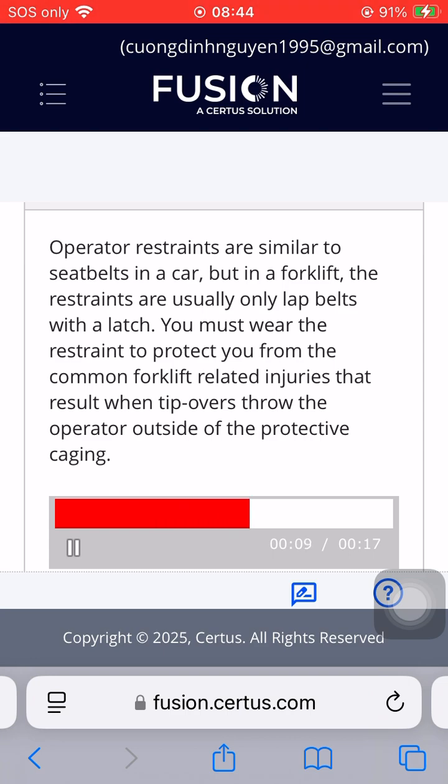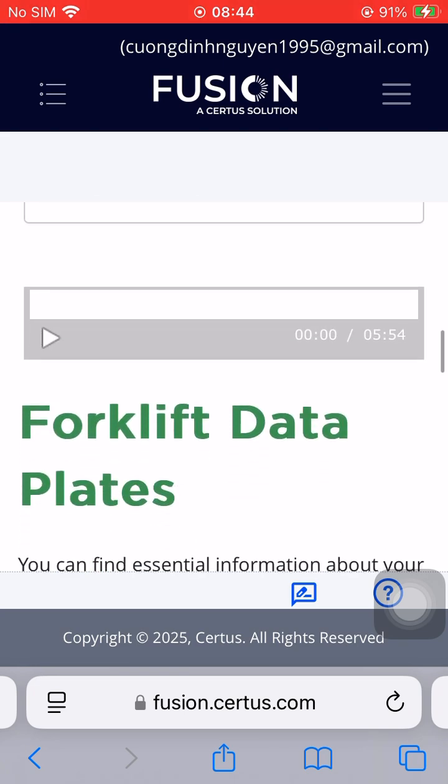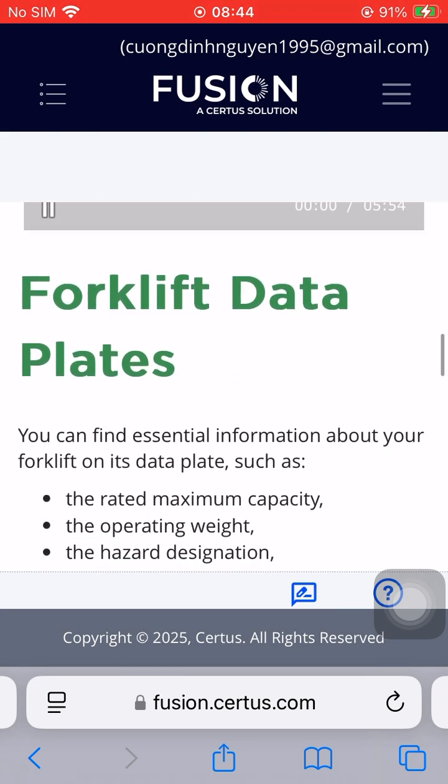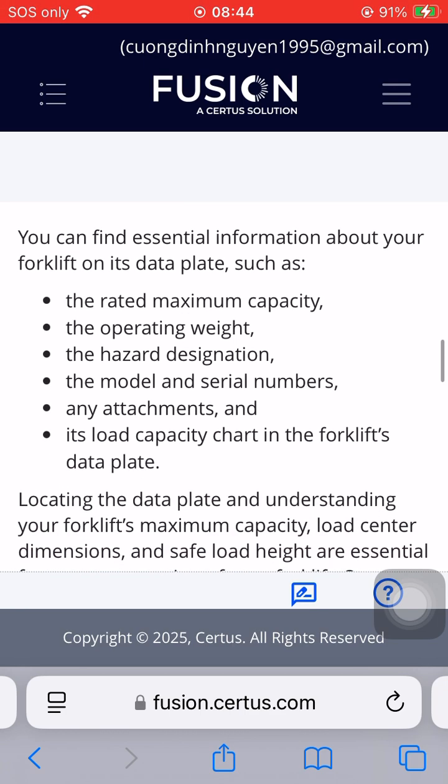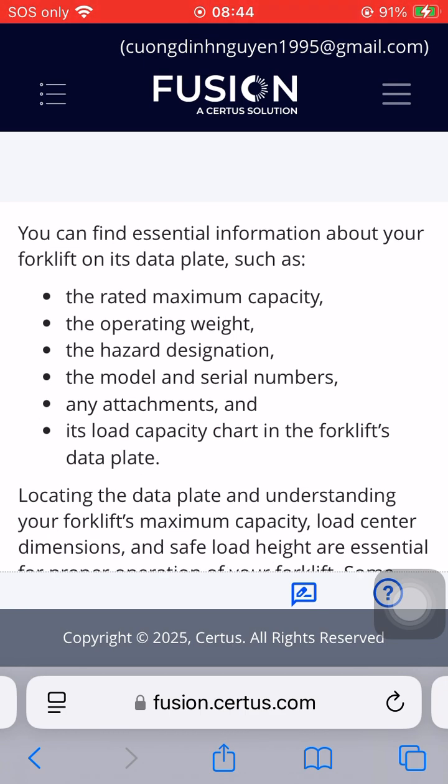You must wear the restraint to protect you from the common forklift-related injuries that result when tip-overs throw the operator outside of the protective caging. Forklift data plates. You can find essential information about your forklift on its data plate, such as the rated maximum capacity, the operating weight, the hazard designation, the model and serial numbers, any attachments, and its load capacity chart.